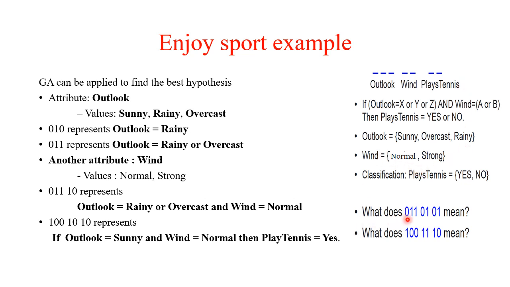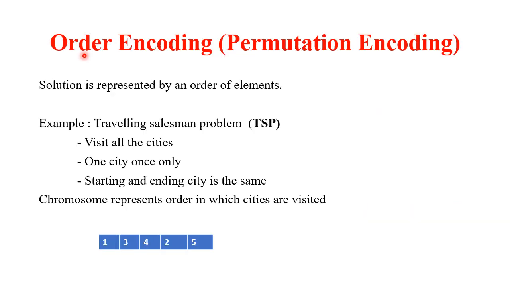What does 0110101 mean? This is a hypothesis. 011 means outlook can be rainy or overcast, and wind can be strong, then 01 means we cannot play on that condition. Order encoding or permutation encoding.